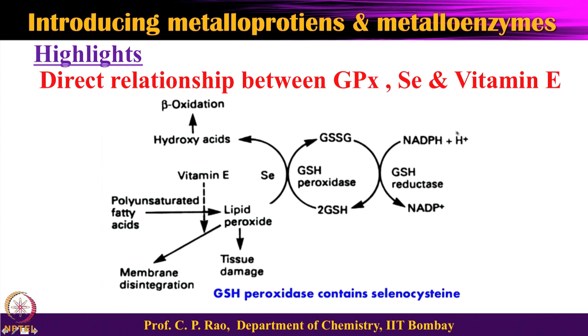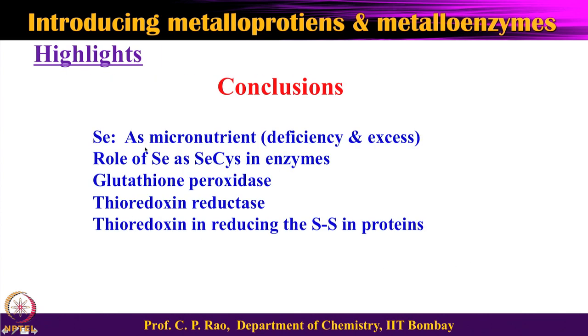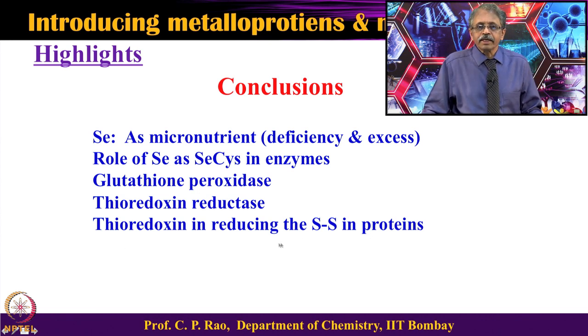As you can see, the NADPH going to NADP plus will convert the oxidized glutathione into the reduced glutathione. This will be acted on by the glutathione peroxidase, and then this will oxidize to that, and in the process the lipid peroxides and so on, in the presence of the selenium enzyme, will go into the hydroxy acids, with oxidation of all this. So, glutathione peroxidase contains selenium, a micronutrient. Role of selenium and selenocysteine in enzymes: glutathione peroxidase, thioredoxin reductase and thioredoxin in reducing the S-S in proteins.